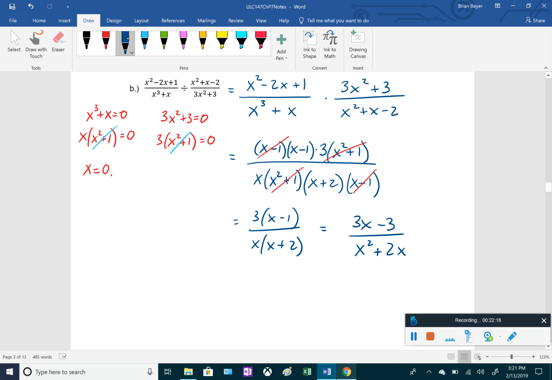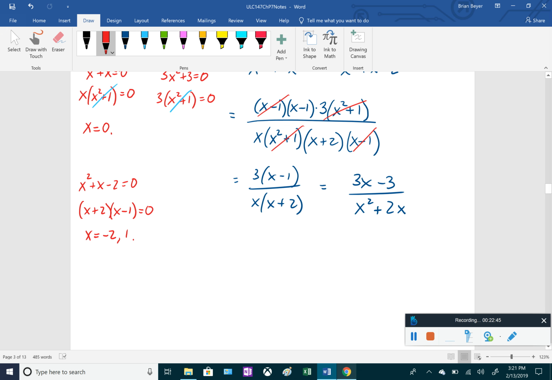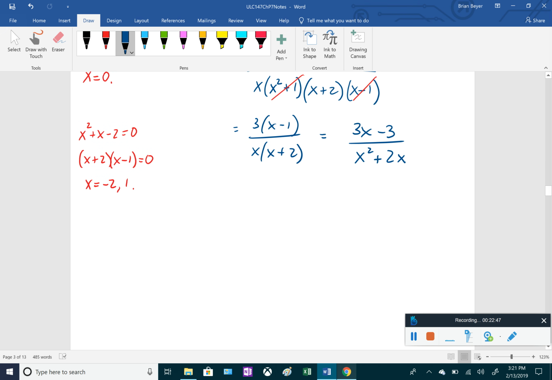Okay, so the other denominator after we reciprocated was x squared plus x minus 2 equals 0. We factored it to be x plus 2 times x minus 1. So that would give us x equals negative 2 and 1 if we set them both equal to 0. So those are the numbers that we have to exclude from our domain. x cannot equal negative 2, 0, and 1.